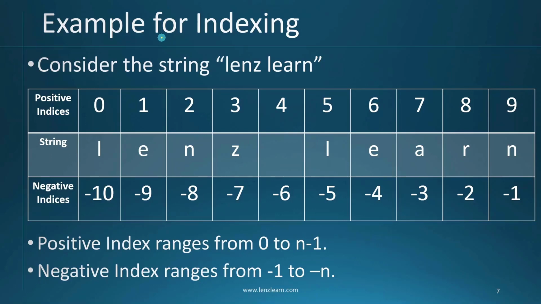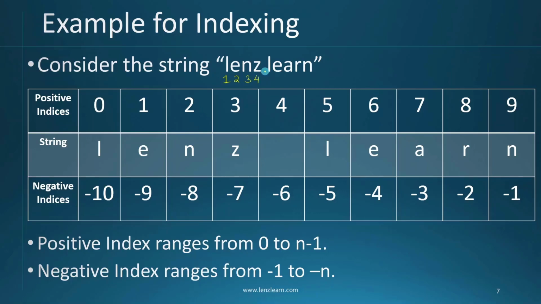This slide talks about the example of indexing. Here you can see the string that we are considering is "lenz learn". Now let us understand how many characters are there in this string. L is the first character, then you have E, that is the second character, then N, then Z. After that you have a space.